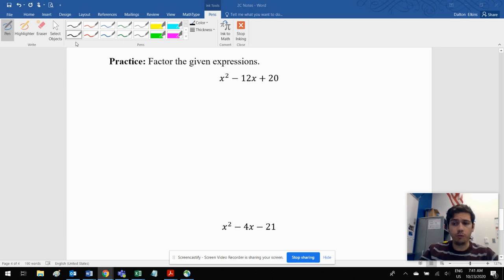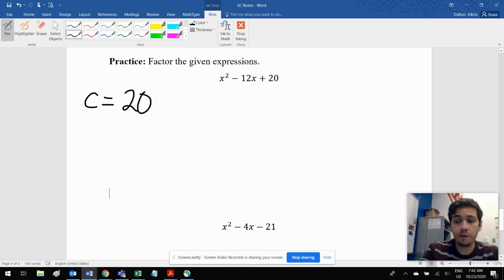Just really quickly, I want to show you two more examples of factoring when either the b value or the c value is negative. So let's look at this expression here, x squared minus 12x plus 20. Identifying our c value, we know that our c value is positive 20, which is a great start. And then our b value is negative 12.